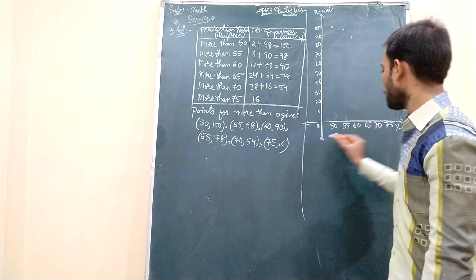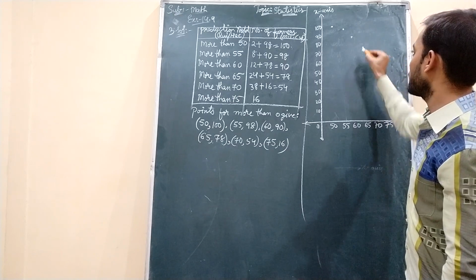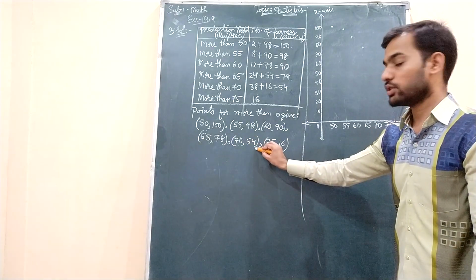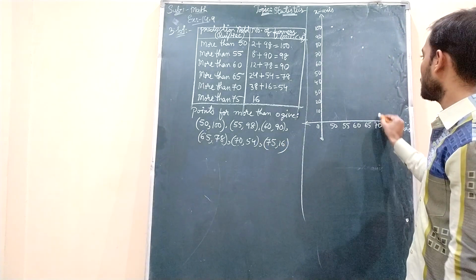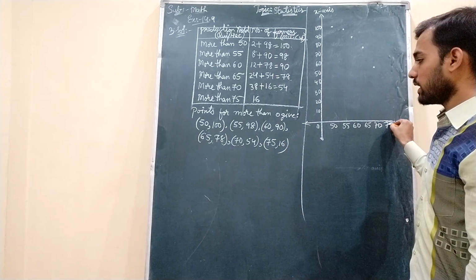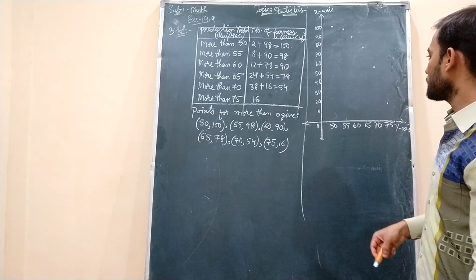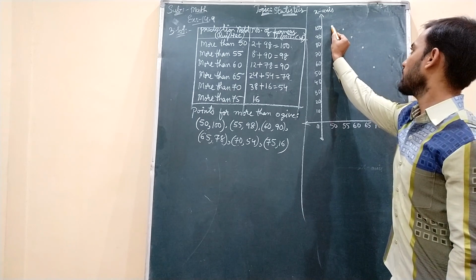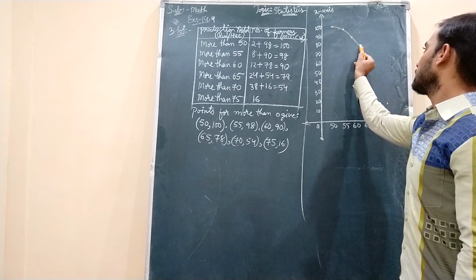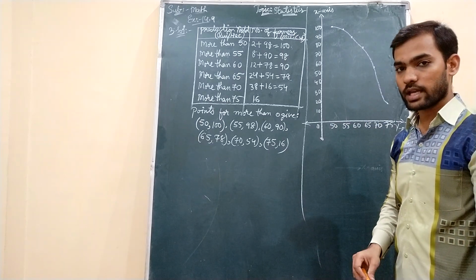On 65, we need to plot at 78. After 70, the 8th line represents 78. On 70, we need to plot at 54. 70, 54. After 50, the 4th line. And then on 75, we need to plot at 16. So after 10, somewhere here, the 6th line. We need to go on joining using our free hand. Okay, this is here the more than ogive.